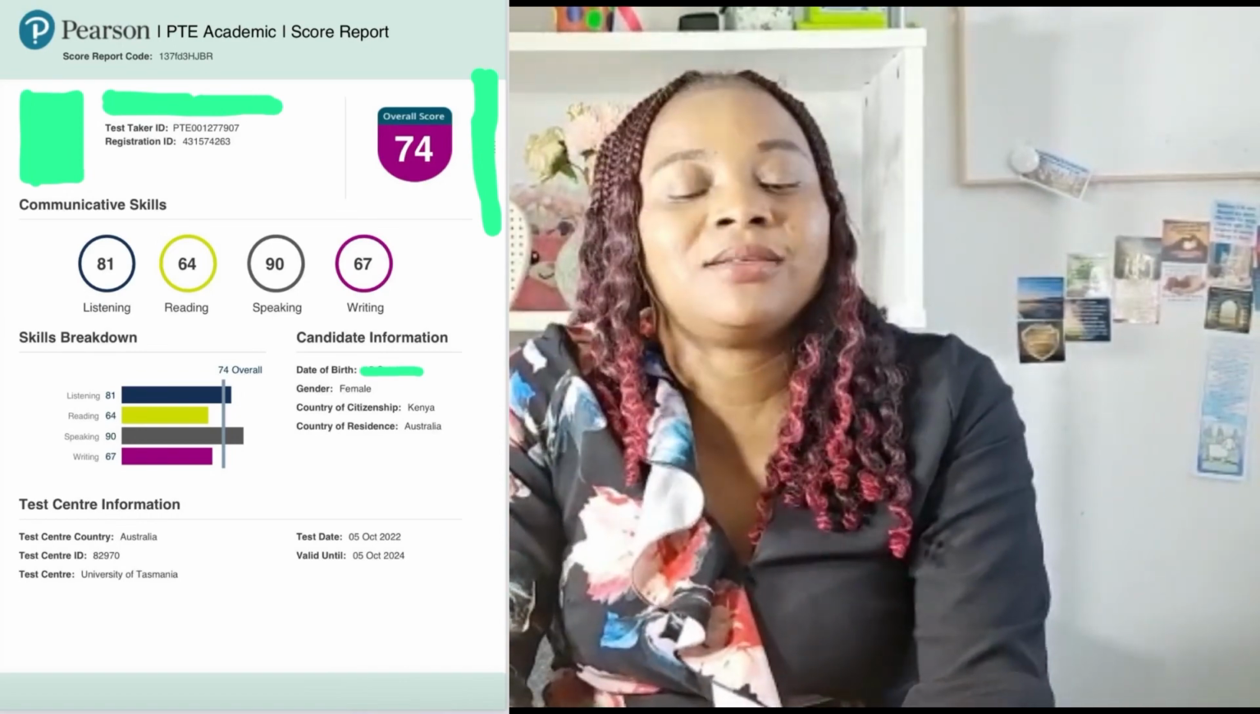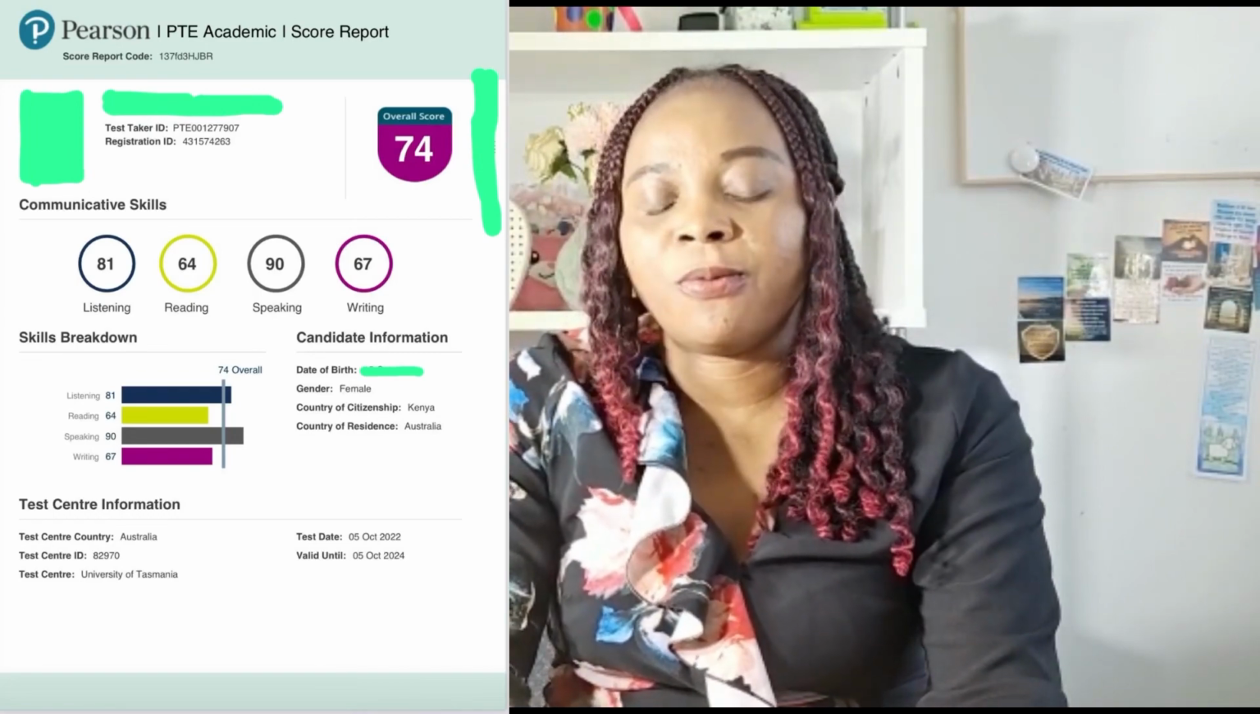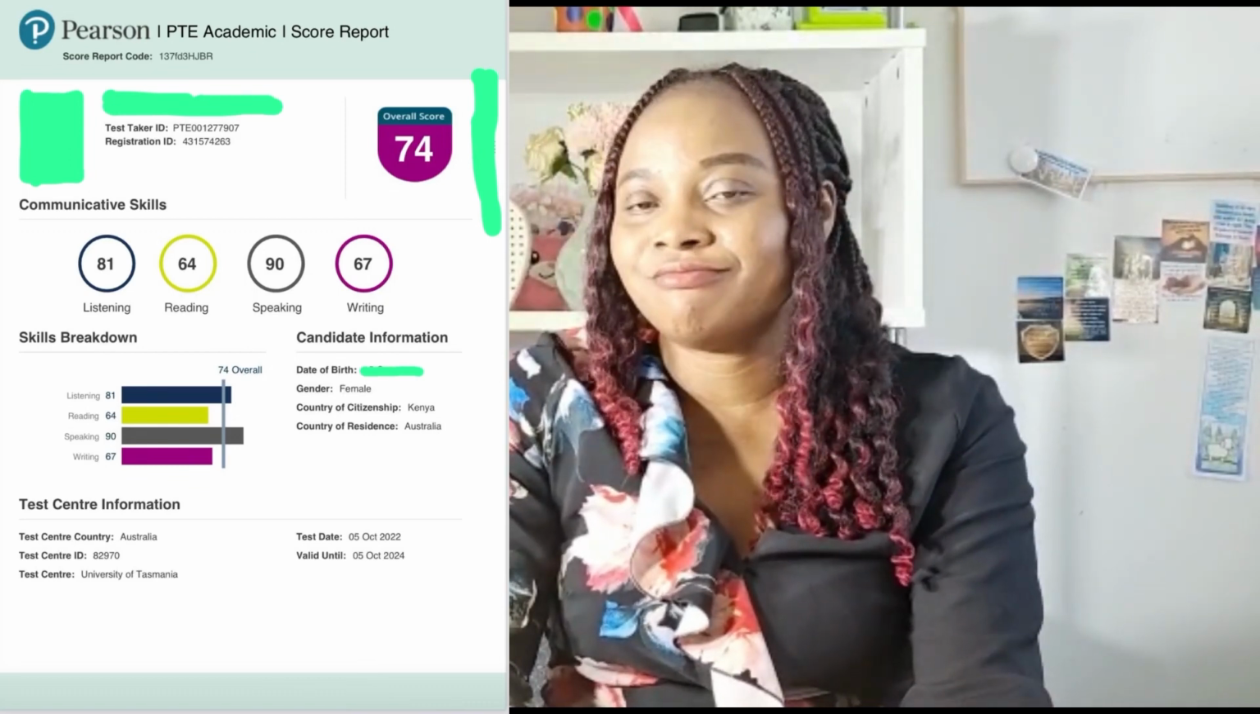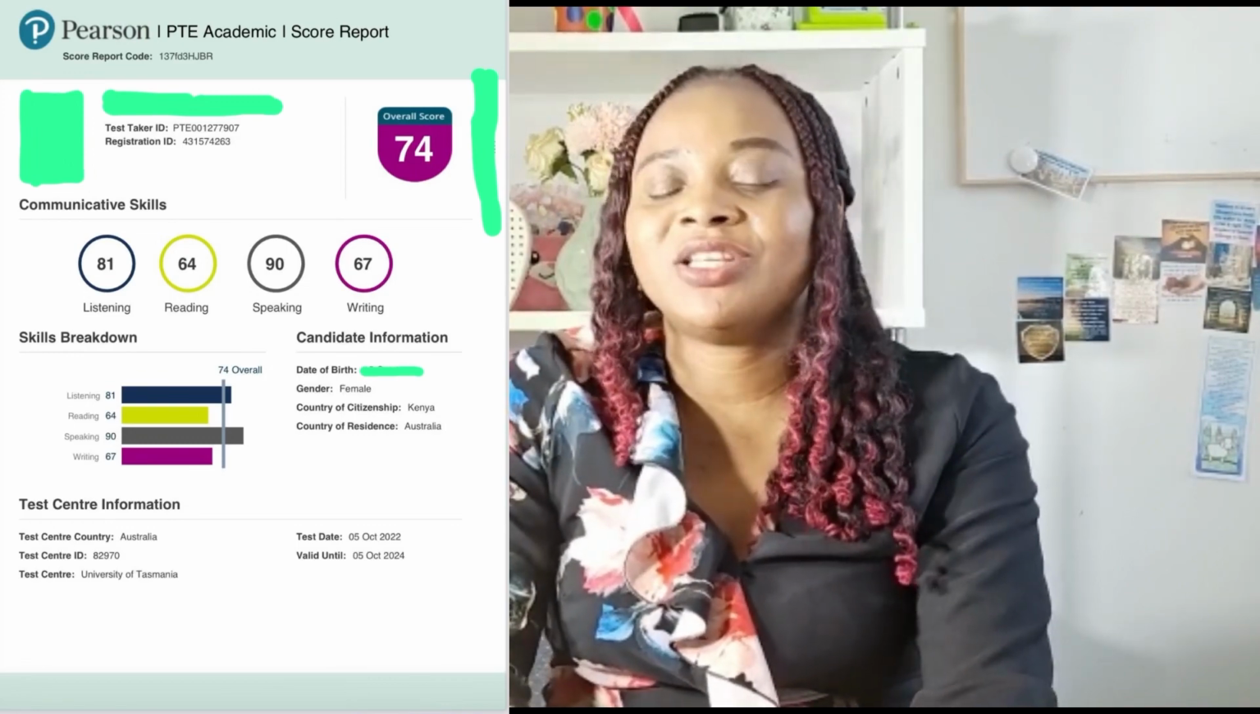Now, why did she get 64 in reading? If you look at the reading score, it's at 64. Then you also look closely at the writing score. It's at 67. Is there any relationship between reading and writing? That's what should be going through your mind. Yes, there's a big relationship.